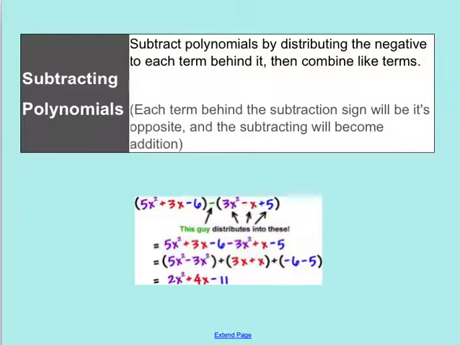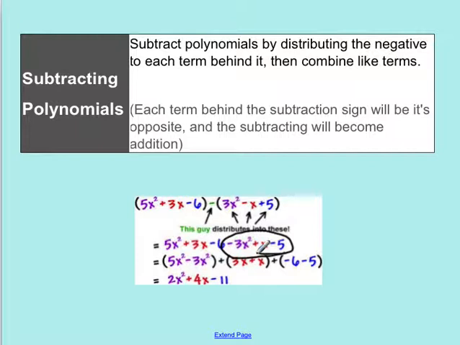Okay, so let's take a look at number 7. Before we look at number 7, we need to learn about subtracting polynomials. Subtract each term by distributing the negative into the term behind it, then combine like terms. Each term behind the subtraction sign will be its opposite, and then subtracting will become addition. So basically what we have to do is distribute in a negative, which you can see they did down here. They distributed in the negative, changing the signs of everything in the parentheses following that negative sign.